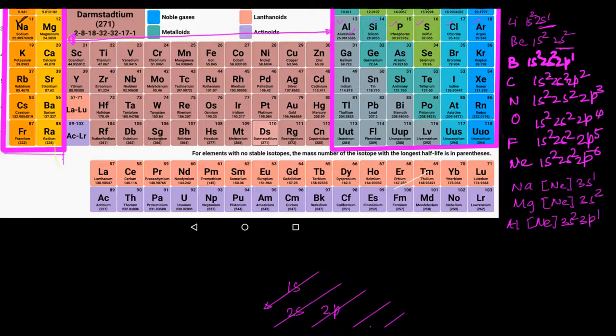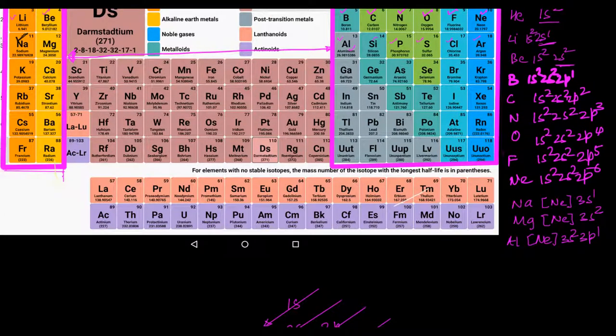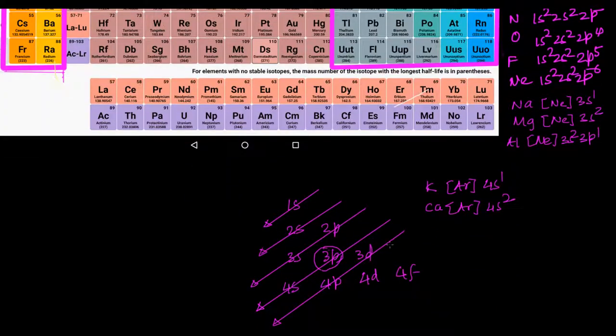So when I come to potassium, just look at it. Potassium is the whole of argon. So at potassium, it is argon and then 4s1, and then I have calcium, which is argon and 4s2, and now for the first time the d kicks in. Okay, after 4s we fill 3d.